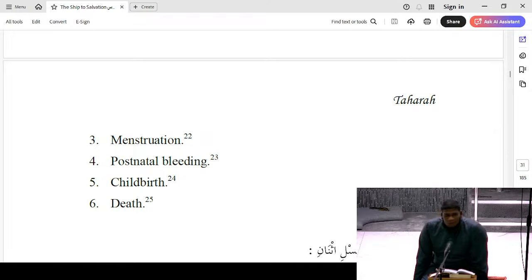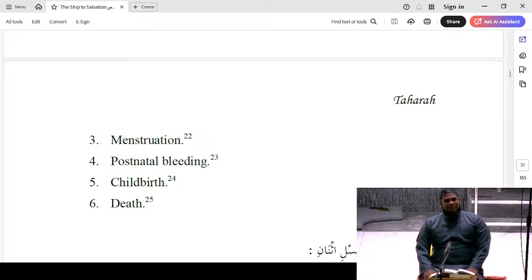Okay. What is the mu'tada? What is the normal period? 7 days. And what is the maximum period? 15 days. Jazakumullah khair.